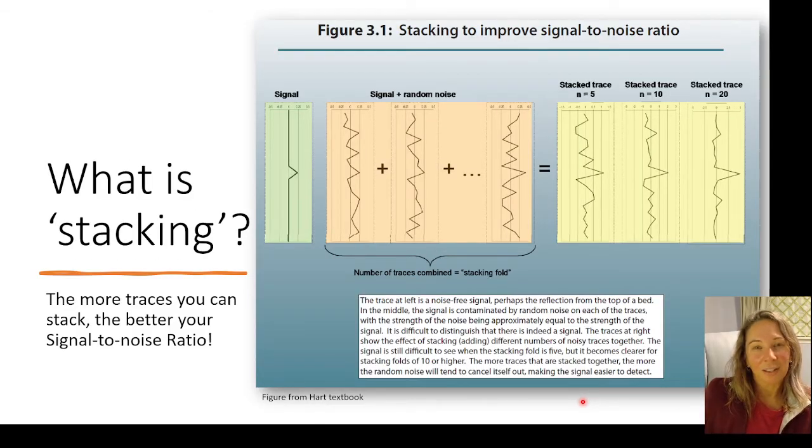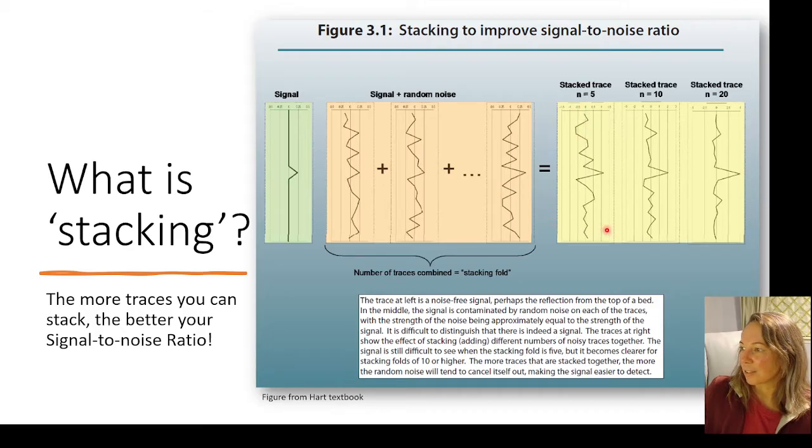In terms of stacking, I've already gone over that a little bit. In this case, from the Hart textbook, we see an example where we have our signal, and then we have random noise that we will collect also. The more stacks we have, the better signal we'll get with reducing the noise, which ideally is not coherent and will cancel each other out.